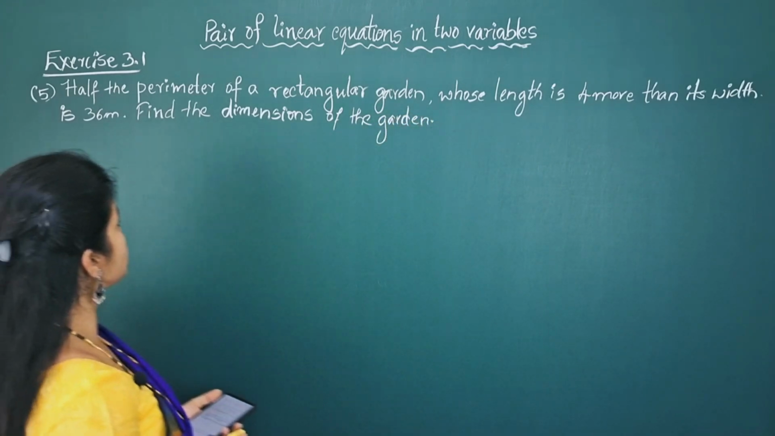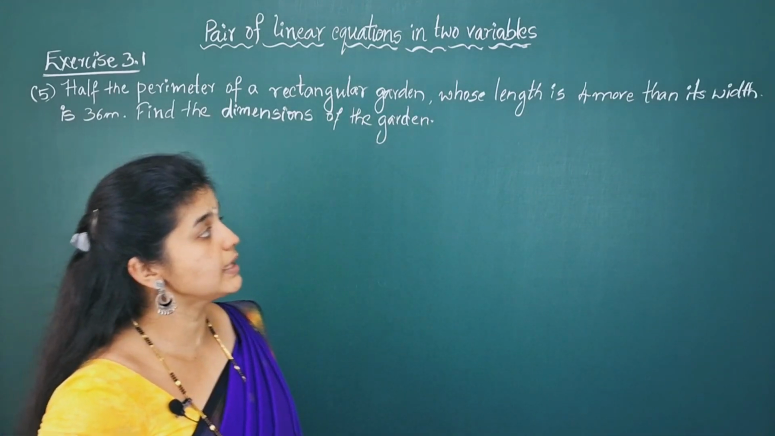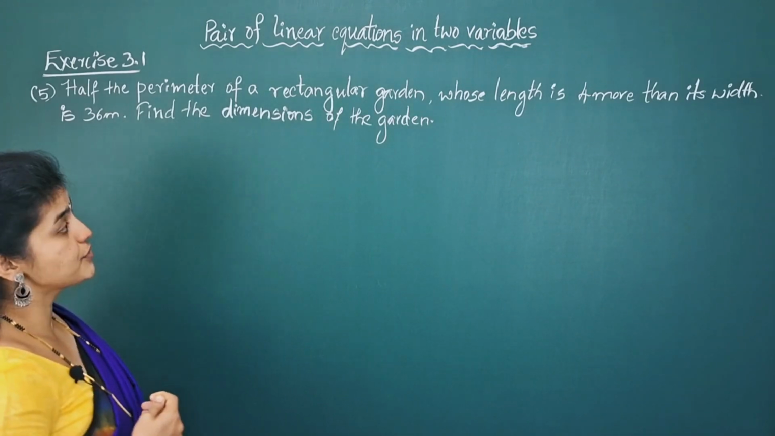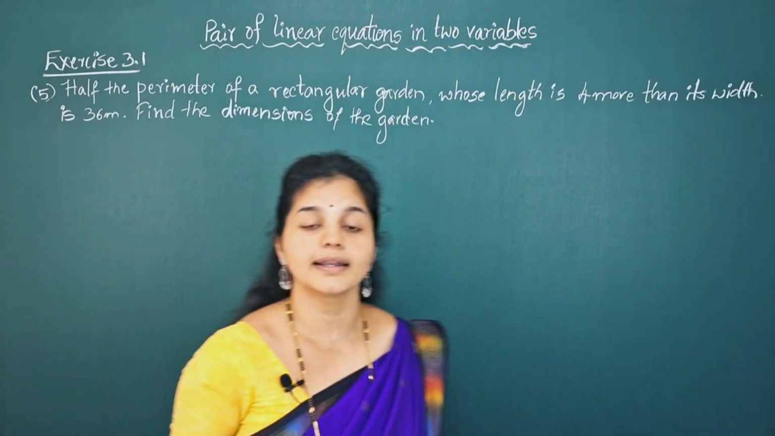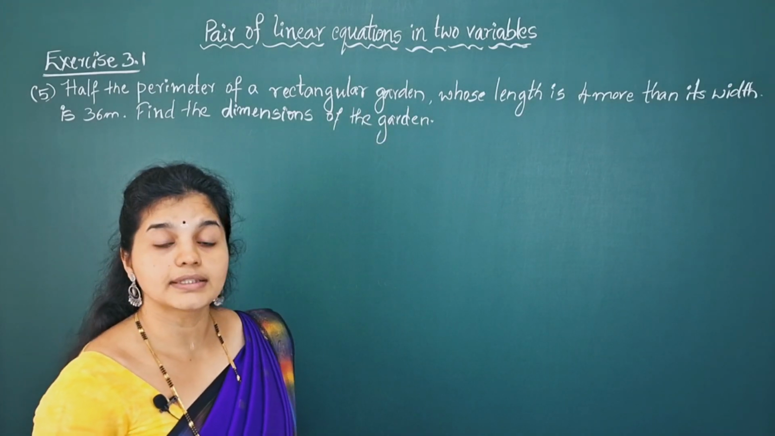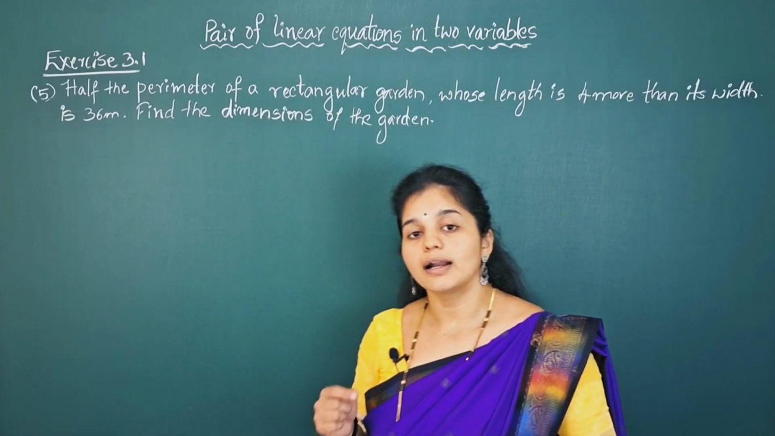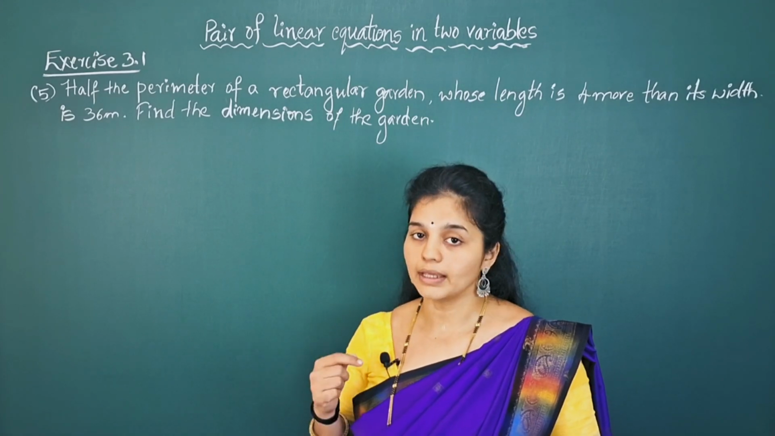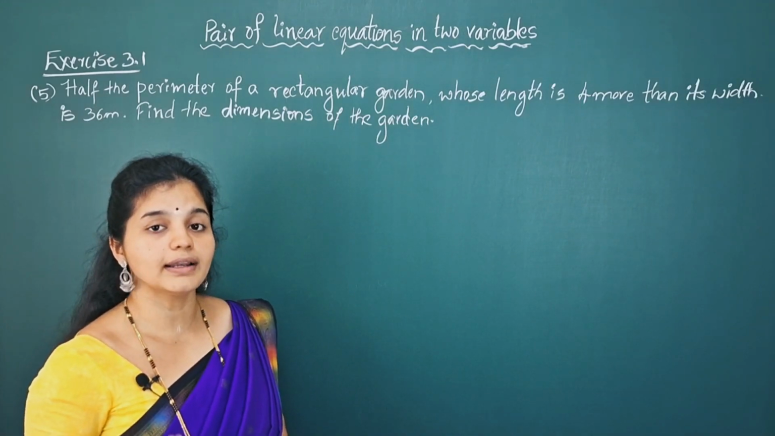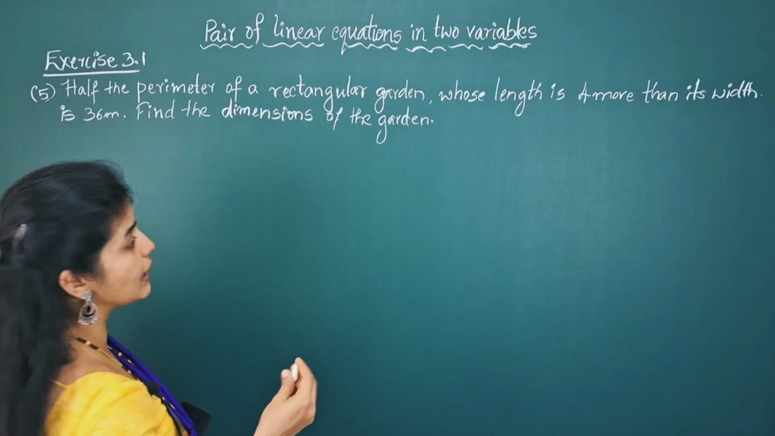So here ಇಲ್ಲಿ question ಅಲ್ಲಿ ನಮಗೆ half the perimeter of a rectangular garden whose length is 4 more than its width is 36 meter. Find the dimensions of the garden ಅಂತ ಹೇಳಿ ಕೇಳಿದ್ದಾರೆ. ಗಾರ್ಡನ್ ನ ಡೈಮೆನ್ಷನ್ ಅನ್ನ ಫೈಂಡ್ ಮಾಡಬೇಕು. They have given it is a rectangular garden. The dimensions of a rectangular garden are length and breadth. ಸೊ ಅದನ್ನ ಇಲ್ಲಿ ಅವರು ವಿಡ್ತ್ ಅಂತ ಹೇಳಿ ಕೊಟ್ಟಿದ್ದಾರೆ. So we need to find length and breadth. So let us consider two variables for length and breadth.